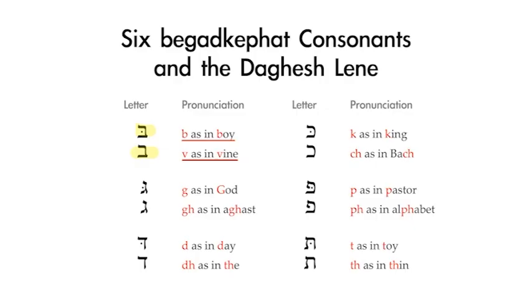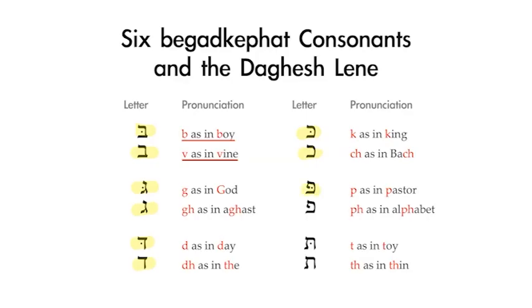Let's look at Gimel. The Gimel with the Dagesh Lene is the hard G as in God, but the Gimel without the Dagesh Lene is the softer G as the GH in aghast or maybe the G in giant. The Dalet with the Dagesh Lene is pronounced with the hard D as in day. The Dalet without the Dagesh Lene is the DH sound as in the. The Kaf with the Dagesh Lene is the hard K sound as in king, but the Kaf without the Dagesh Lene is pronounced as CH, like the German word Bach.